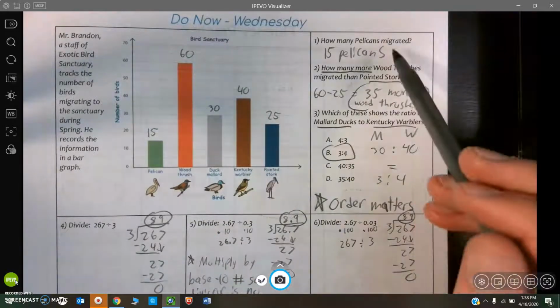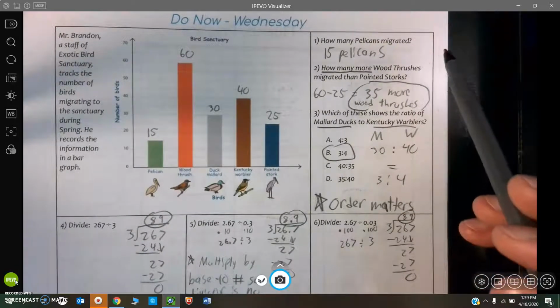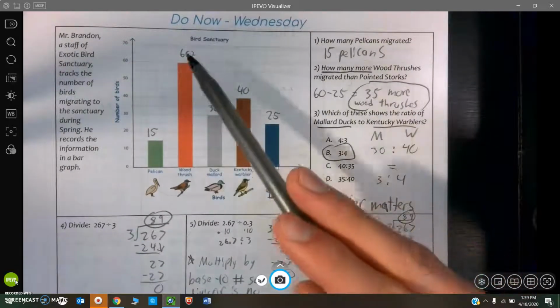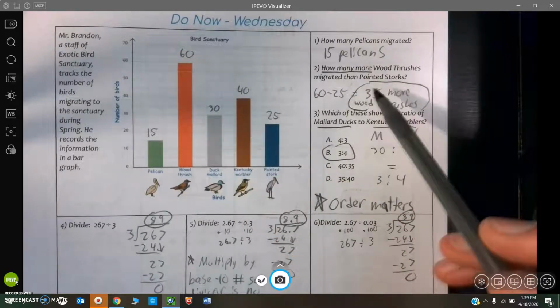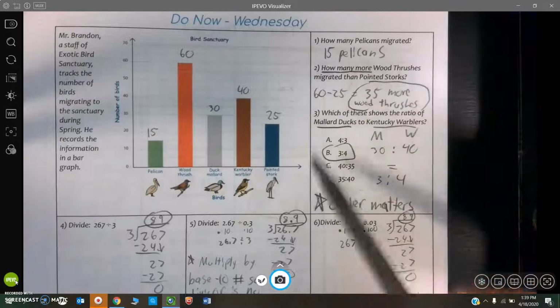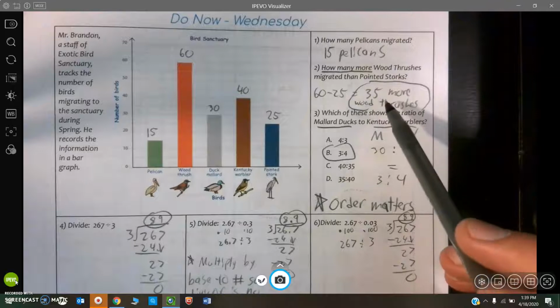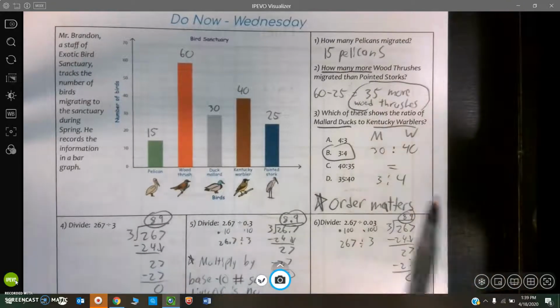How many more wood thrushes migrated than pointed storks? So we see our wood thrushes, there were 60, and the pointed storks, there was 25. So how many more? That's a difference problem, subtraction. So I subtract, and I get that there were 35 more wood thrushes.